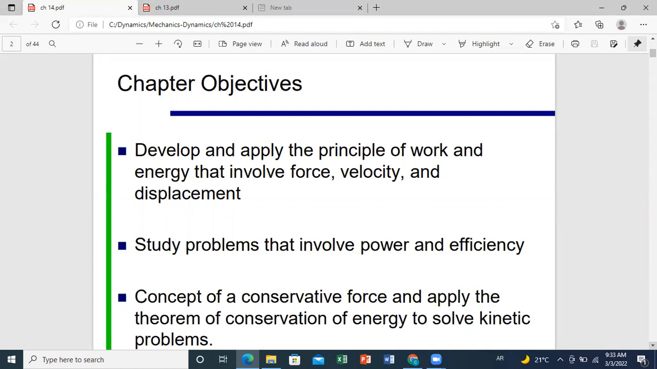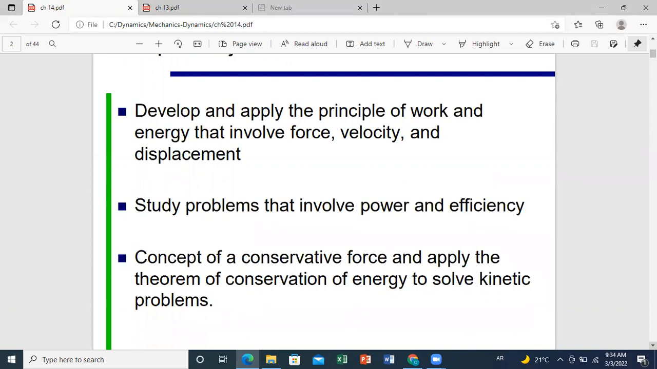So in this chapter, we'll develop and apply the principle of work and energy that will involve force, velocity, and displacement. And we'll study also the relation between power and work. And we will include the idea also of efficiency of a system. In addition, we'll go over the concept of a conservative force and we'll apply the theorem of conservation of energy in order to solve kinetic problems.